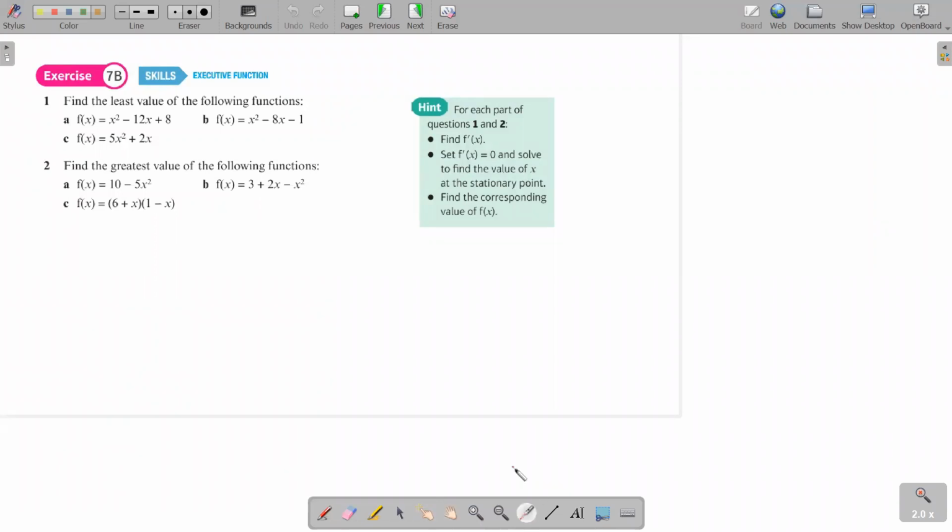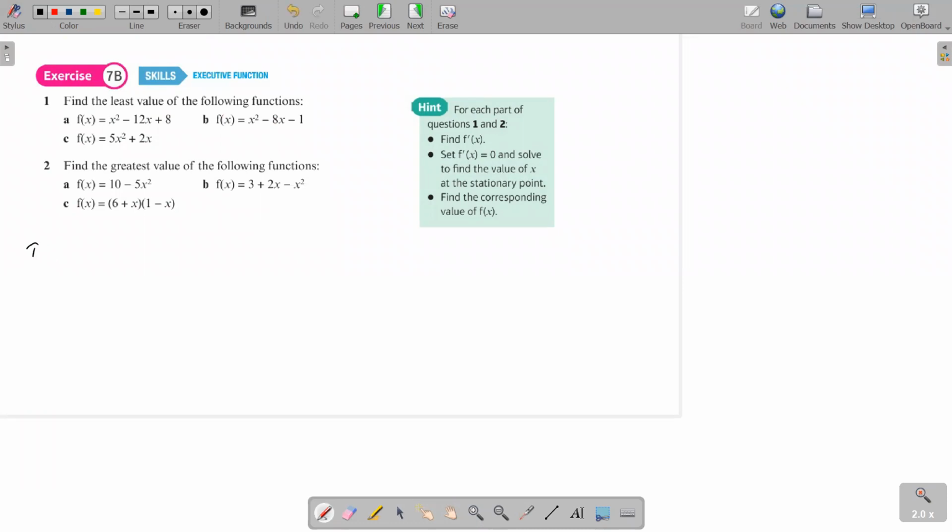Okay, so exercise 7B. They are asking you to find the least value of the following functions. Least value means find the minimum. So how do we do this one? Minimum means it's a turning point. Minimum and maximum are both stationary points, they're turning points.